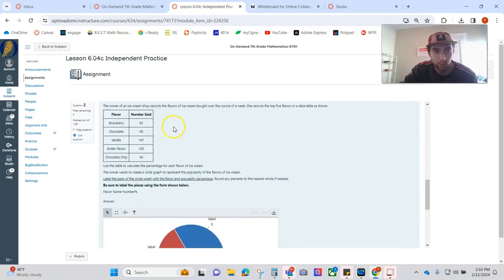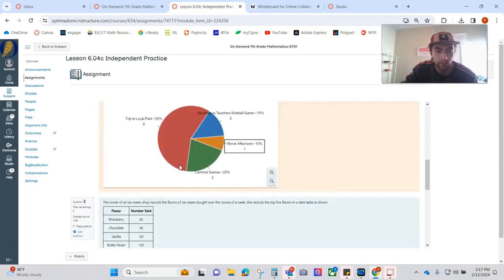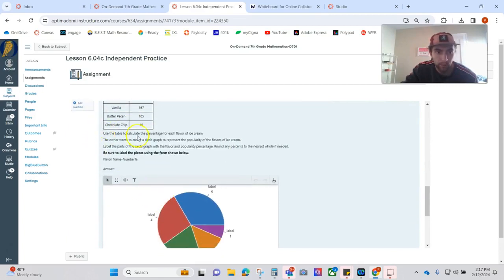The owner of an ice cream shop records the flavors of ice cream bought over the course of a week. She records the top 5 flavors in the data table shown. Top 5 flavors, numbers sold. So vanilla is the most popular. Chocolate chip is the least popular of the top 5. Use the table to calculate the percent for each. The owner wants to create a circle graph. Okay, and this is the same as up here. Same naming strategy. Capitals have to be exactly the same. No space between the hyphens.